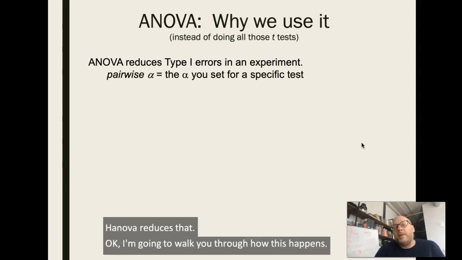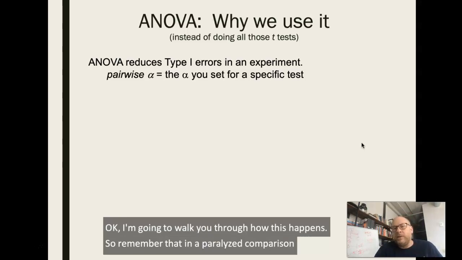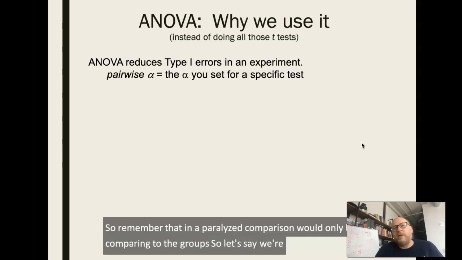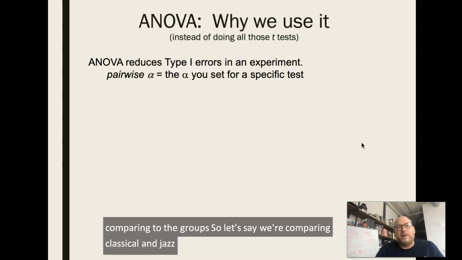So remember that in a pairwise comparison, we'd only be comparing 2 of the groups. So let's say we're comparing classical and jazz. That's a pairwise comparison.